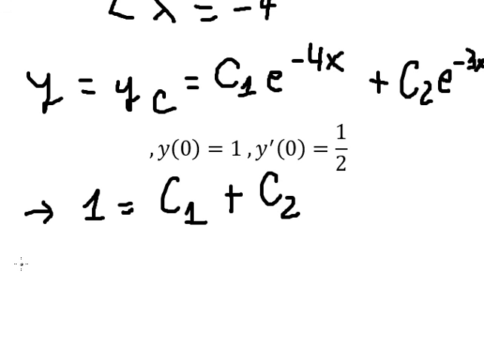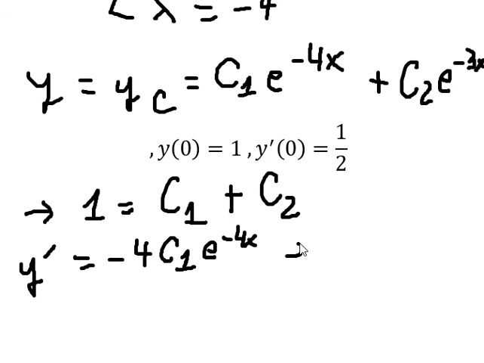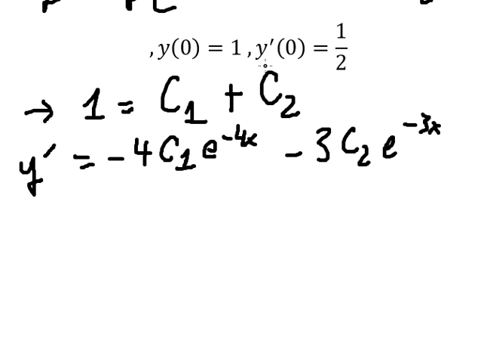Now we need to first find the derivative of y because we have the second condition in here. And that is negative 4 c1 e to the power of negative 4s, and then we have negative 3 c2 e to the power of negative 3s. Now we put 0 here and here. And we know that the first derivative of y equals 1 over 2.